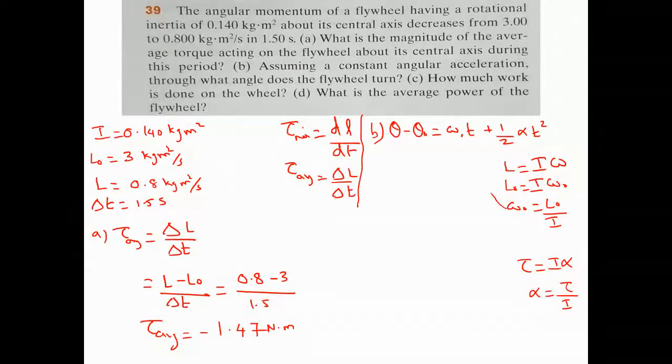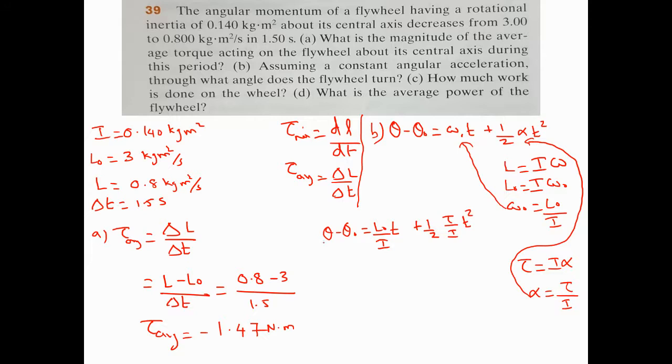Take this omega naught and substitute here. Take this alpha and substitute here. So now you replace everything. If you substitute here, what will you get? Theta minus theta naught is equal to, what is my omega naught? L naught over I multiplied by t, plus half, my alpha is tau over I, multiplied by t squared. Am I right?